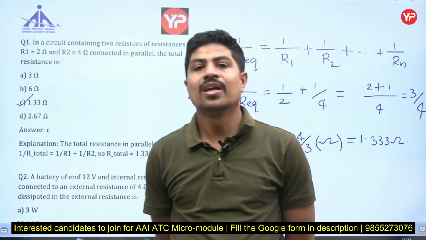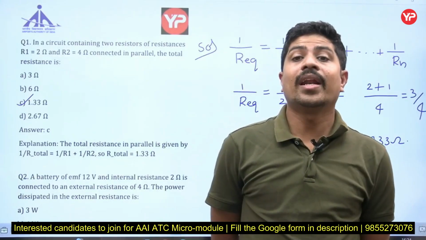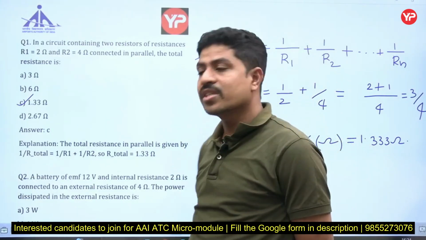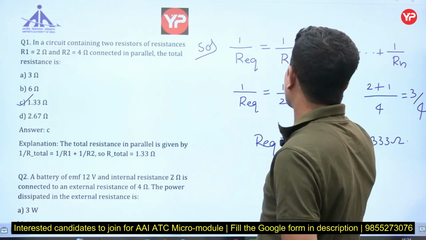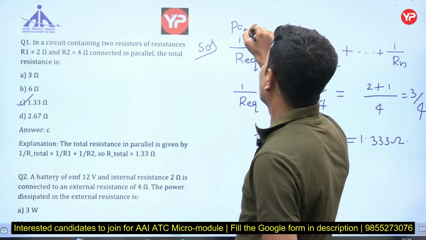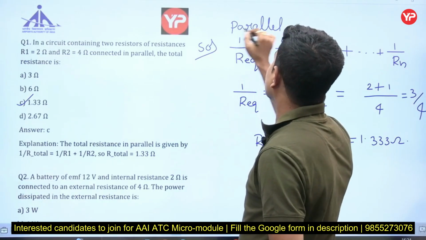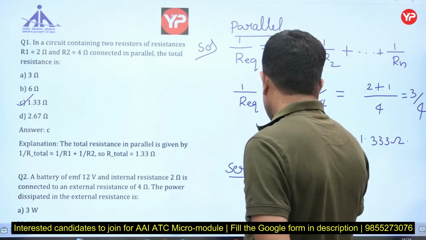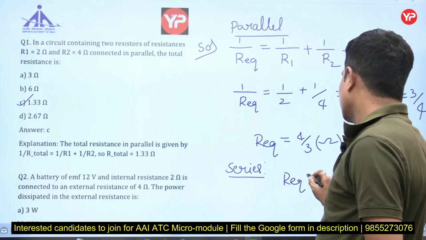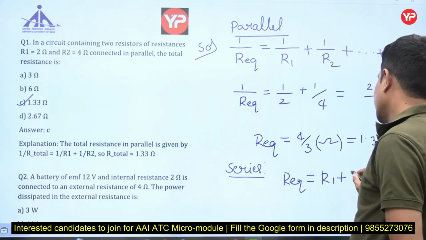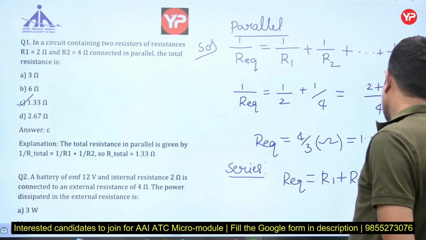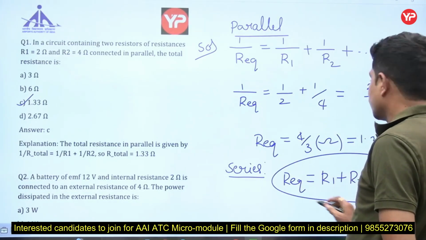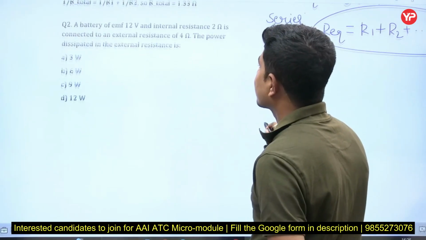Simple question. Sir, what happens if n resistances are in series? Exactly, the summation. If n resistances are in series, R equivalent is equal to R1 plus R2 and so on up to Rn. Very simple. This is for parallel, and this is the formula for series combination. Let's go to the next question.